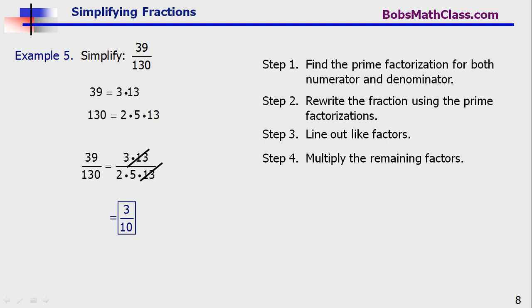I know it took a couple steps, but take your time, and it can be done. Just do the tree, write down the numbers, cancel, multiply what's left, and it's done.